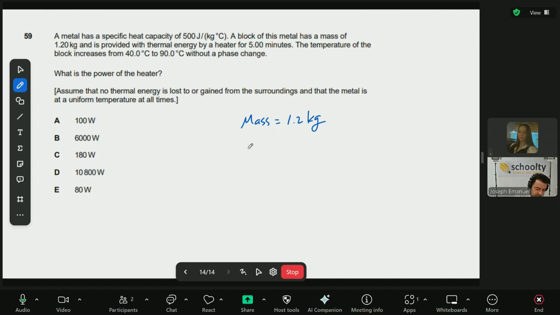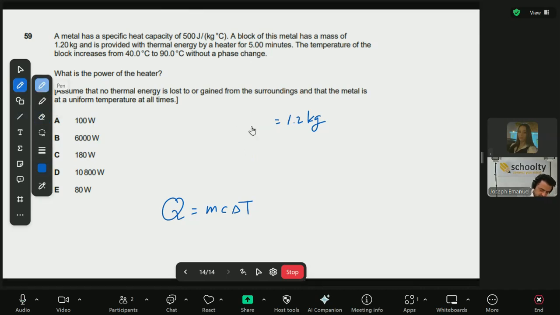Heat capacity, specific heat capacity. This is the C. I will write the equation now. So the equation is Q equals mcΔT, so let's use exactly this notation. So mc is 500 joule per kilogram.